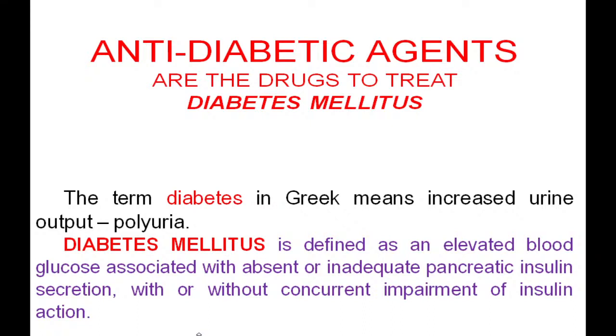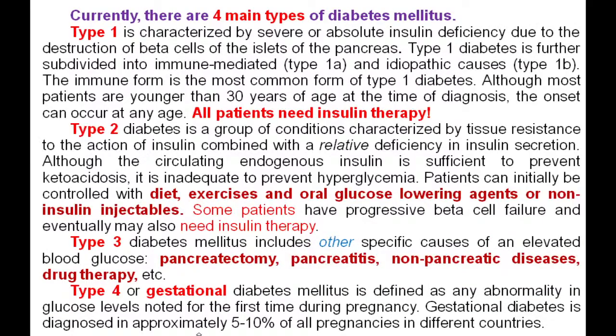So diabetes mellitus is defined as an elevated blood glucose associated with absent or inadequate pancreatic insulin secretion, with or without concurrent impairment of insulin action. Nowadays, we distinguish four main types of diabetes mellitus.